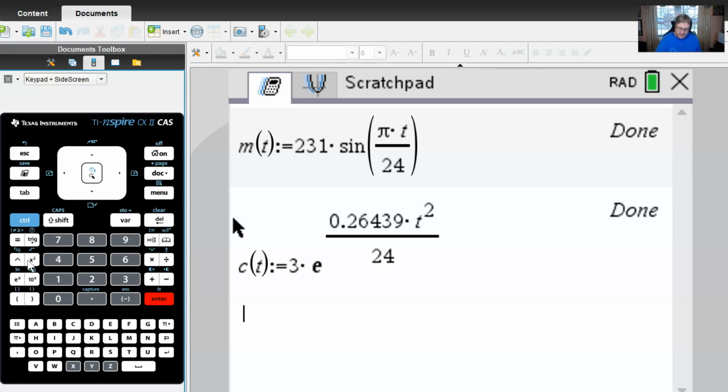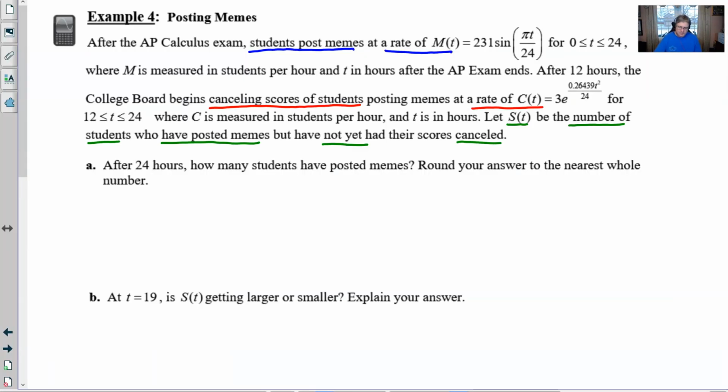So let's go ahead and go back to the problem and reread part A and see what we were supposed to do. After 24 hours, how many students have posted memes? Round your answer to the nearest whole number. So what you have to do here is know, what is it that you would do to the rate of memes in order to get the total amount? We've begun to have these conversations. If you have a rate and you want to turn it into a total, you integrate. And we use this kind of funny mnemonic, it rhymes. To find the total, you integrate the rate. I have to be careful how I say that.